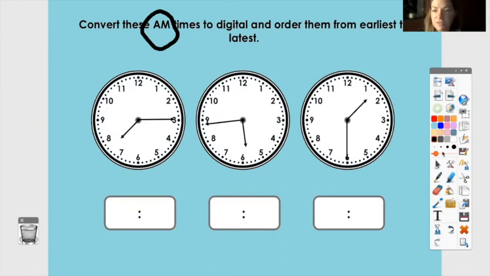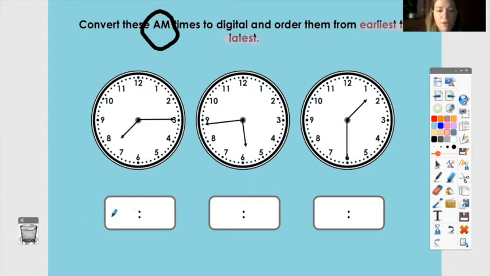Move myself out the way because that's not very useful, is it? Order them. I'm going to go over here. Order them from earliest. I'm going to get my highlighter tool out because you know I love it. Just make sure it focuses me on the question, focuses me on exactly what I need to do. So convert these AM times to digital and order them from earliest to latest. So have a quick go at that one.